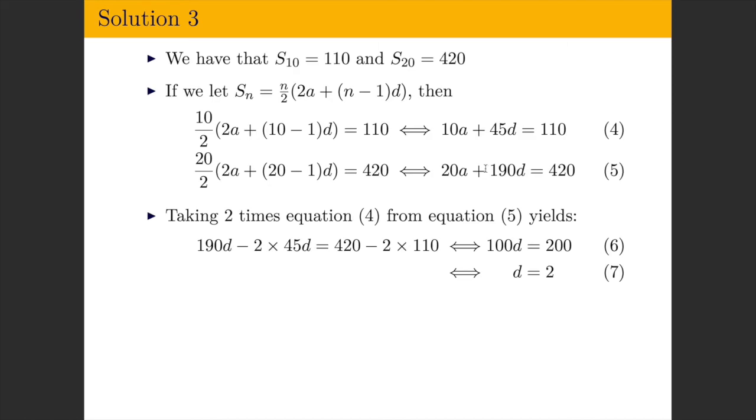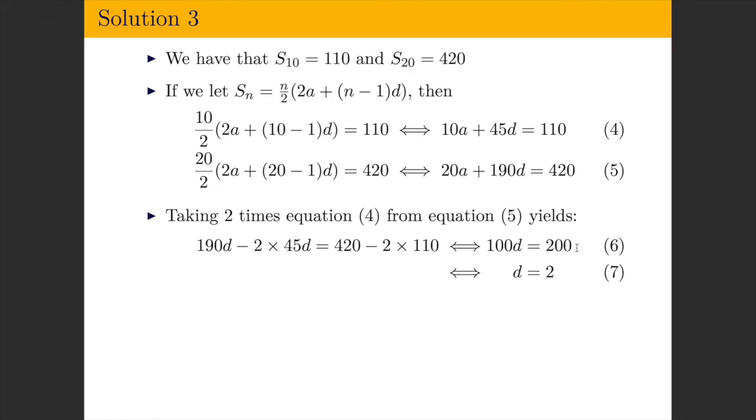so here notice what I've done is 20 minus 2 times 10a just cancels out the a's, but now we're left with 190 minus 2 times 45d on the left-hand side of the equation, and 420 minus 2 times 110. Doing a bit of simplification, we've got 190d minus 2 times 45d, that gives us 100d. And 420 minus 2 times 110 gives us 200. So now I've got 100d is equal to 200, and that solves to d is equal to 2.